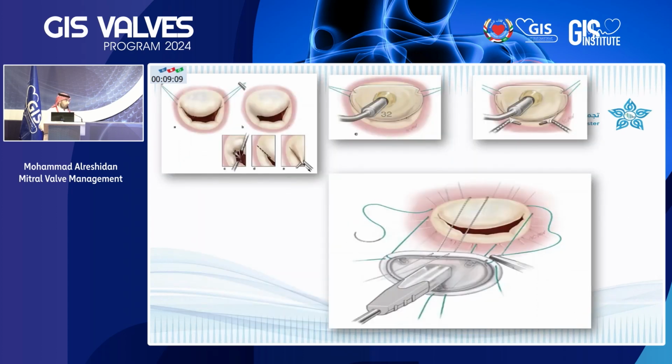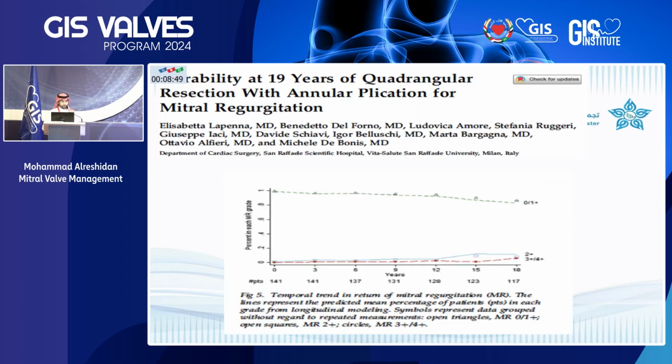The mastery of repair is a ring. You have to use a ring. The ring has to stabilize the annulus. It's not enough only to tackle the leaflet; the ring has to be done. The sutures have to be placed carefully in the annulus. You could do it in any way you like, but the most important thing is you have to make sure you're in the annulus.